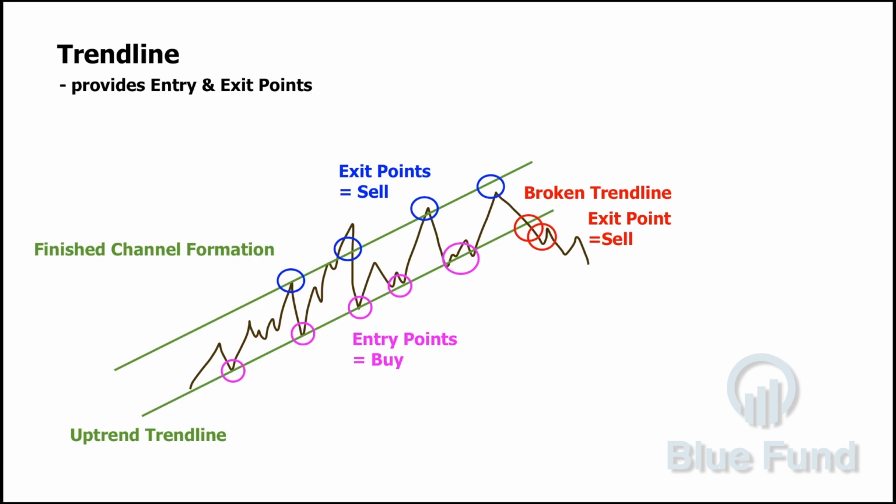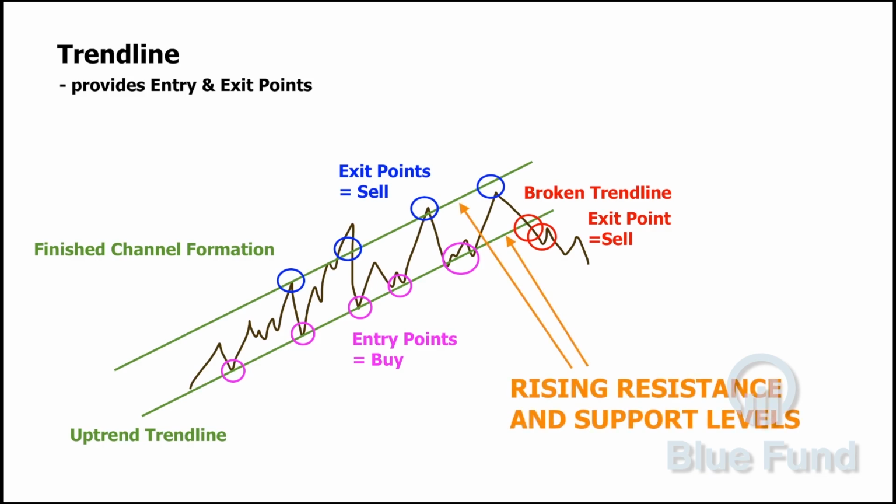As the price of an asset moves within the channel, the top points become the rising resistance levels and the low points become the rising support levels. So as you can see, the support and resistance levels don't always have to be flat. They can also be rising, or if we have a downward channel, they can be falling.